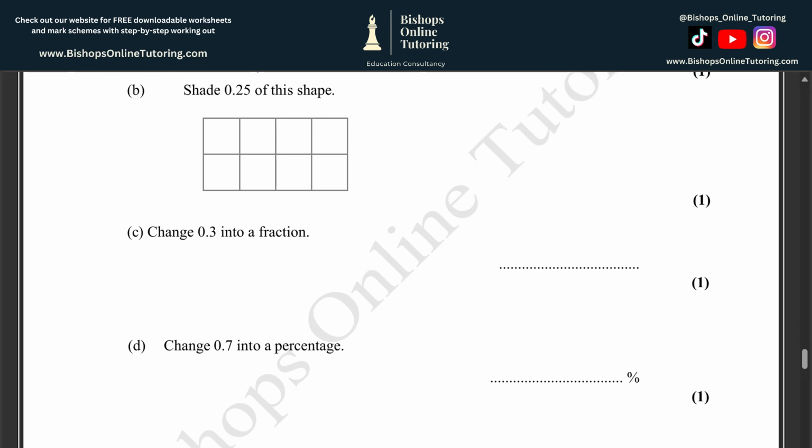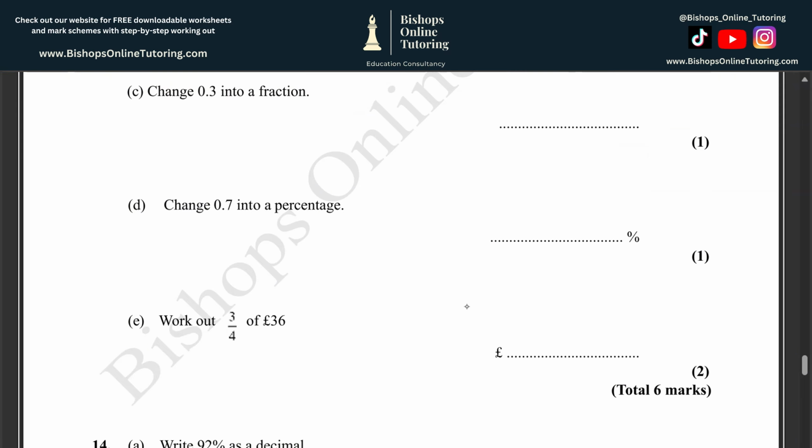Shade 0.25 of this shape. Now, my advice would be to convert the 0.25 into either a fraction, decimal, or percentage, whatever you find easiest, and then start shading in. So for example, I find working with fractions quite easy. So I know that 0.25 is the same as 1 over 4. I have 8 squares here in total, so let me just multiply both of these numbers by 2 to give me 2 over 8, and now I know exactly how many squares I have to shade in. It's just 2.